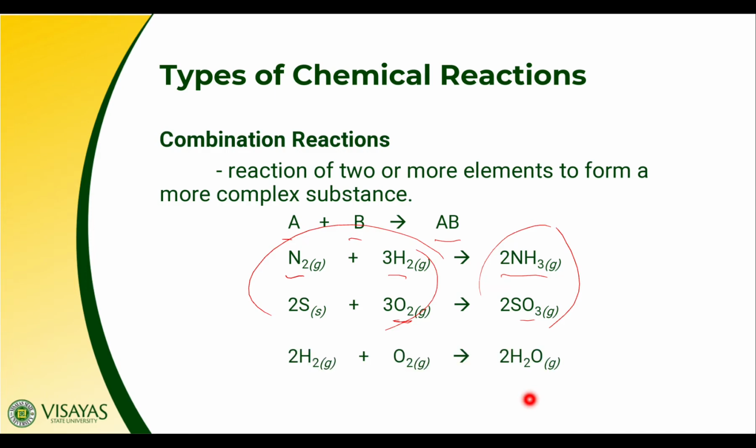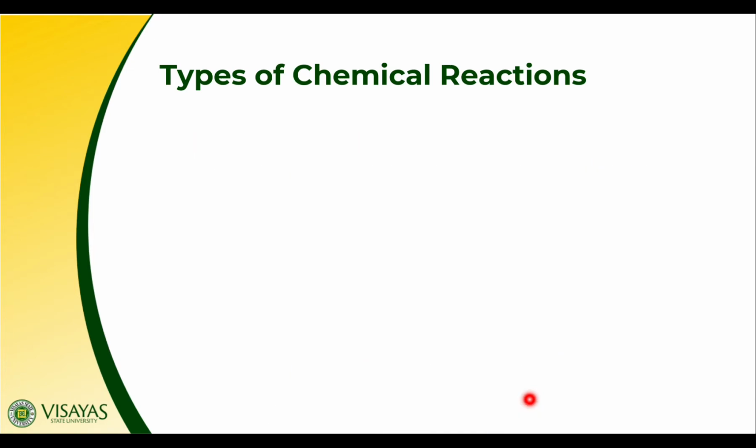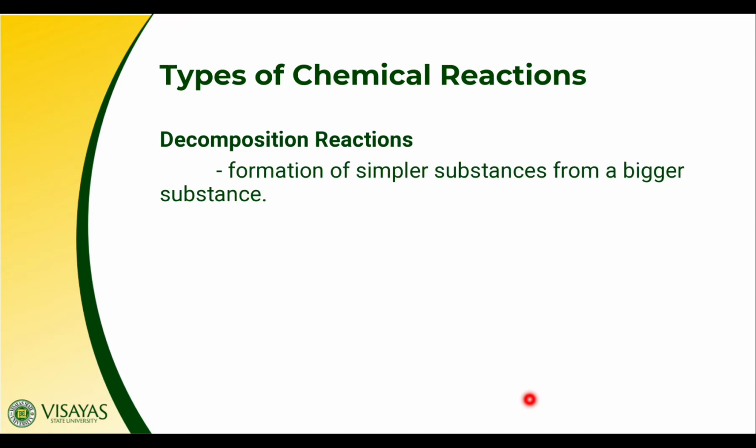Another example, we have hydrogen reacting with oxygen to form water. And we have calcium oxide plus water reacting to form a calcium hydroxide substance. Okay, so these are examples of combination reactions. Another type of chemical reaction is decomposition reaction. This is a reverse, or an opposite of the combination reaction.